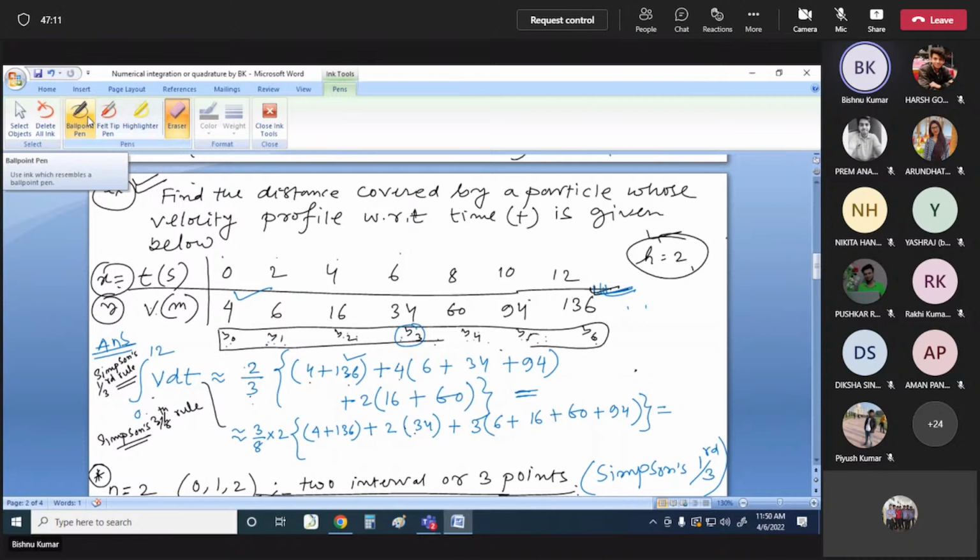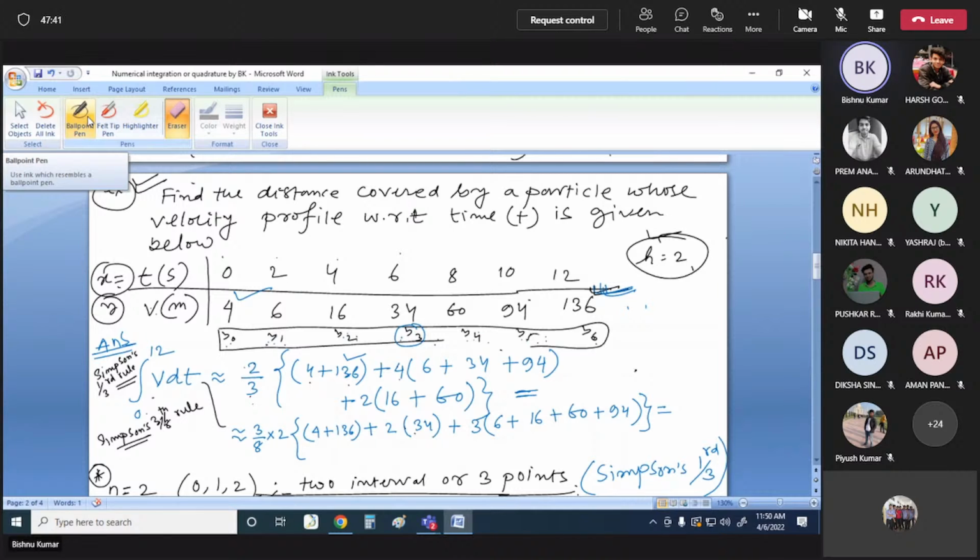Outside is h by 3. For this data set h is 2, so h by 3 means 2 by 3. First point plus last point plus 4 into the intermediate odd values, that is y1, y3, y5, plus 2 into the intermediate even values. That is the composite formula of Simpson 1/3 rule, and you have to do this calculation to get its value.